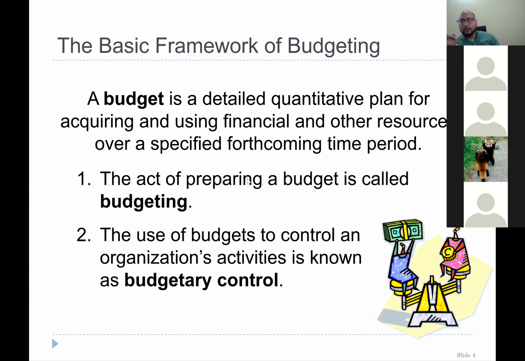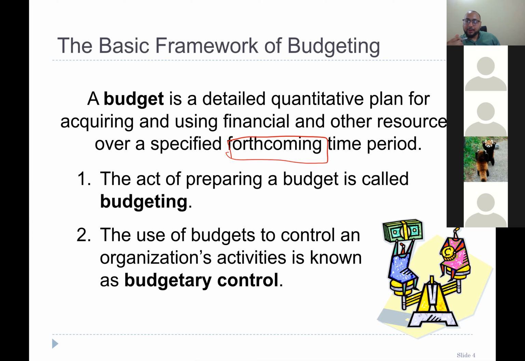So number one, a budget is a detailed quantitative plan for acquiring and using financial and other resources over a specified forthcoming time period, which means a budget is basically a forecast, right? It is a forecasting technique, specifically a quantitative forecasting technique. It's not just saying that sales are going to increase. No. By what percentage, or what is the concrete number by which sales are going to increase, and what will be our new sales?